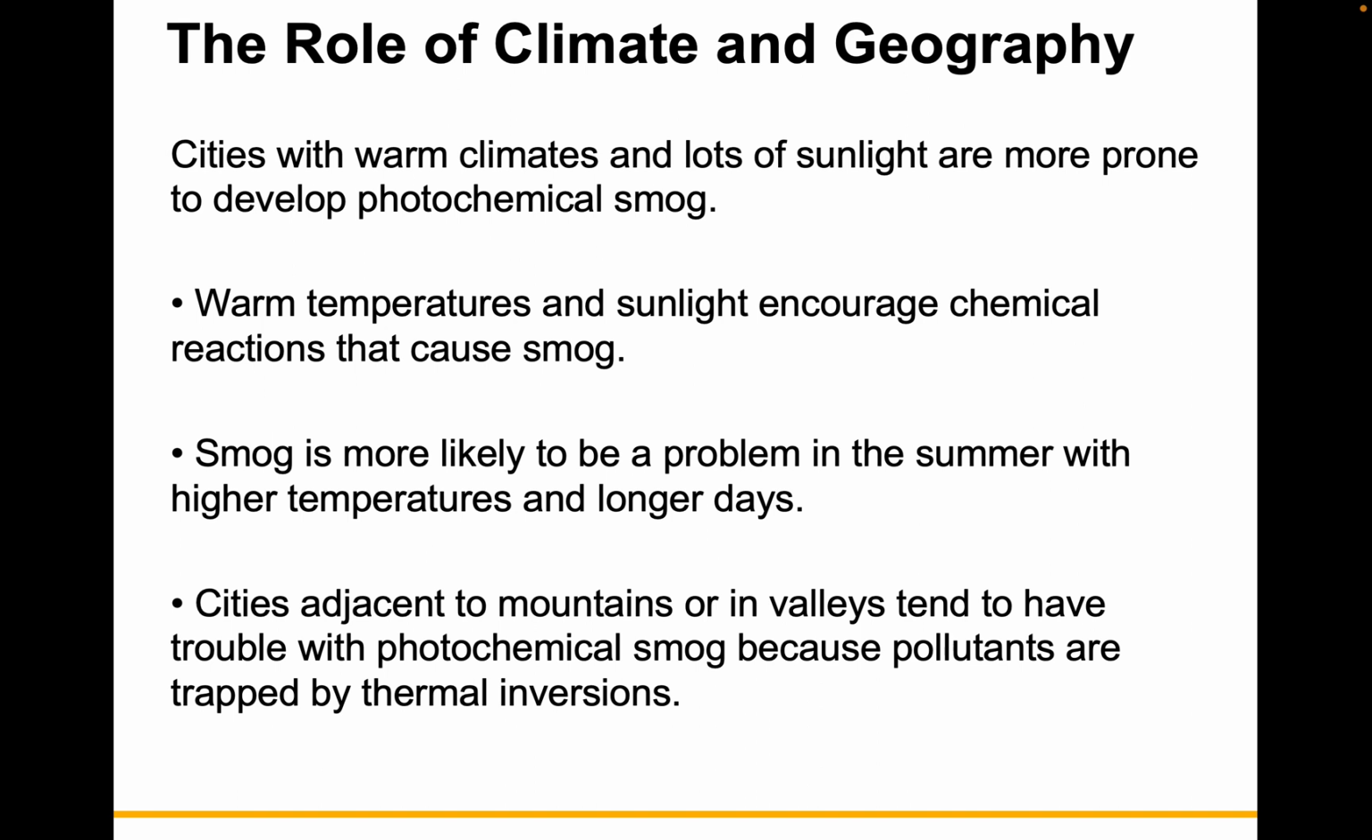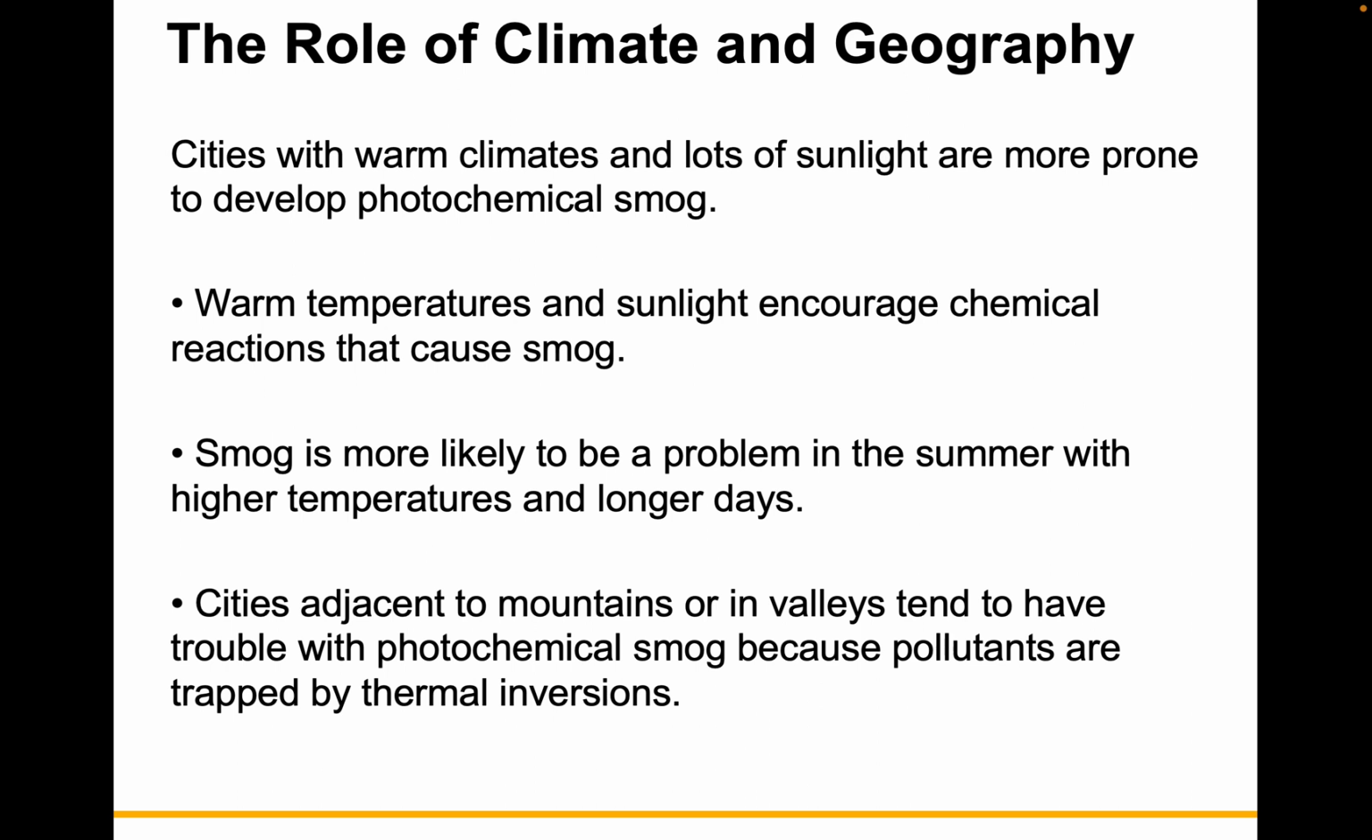So climate and geography have a role to play with this. Cities with warm climates and lots of sunlight are more prone to develop photochemical smog. Warm temperatures and sunlight encourage those chemical reactions. Smog is more likely to be a problem this summer with higher temperatures and longer days.